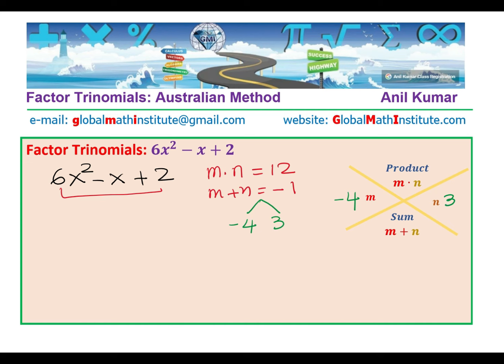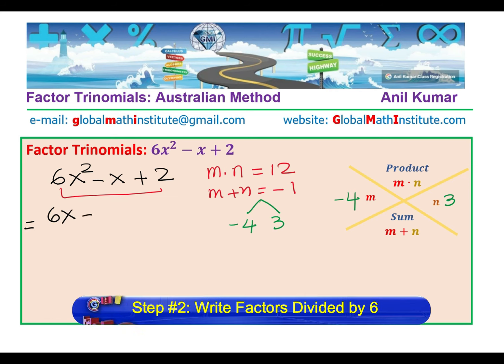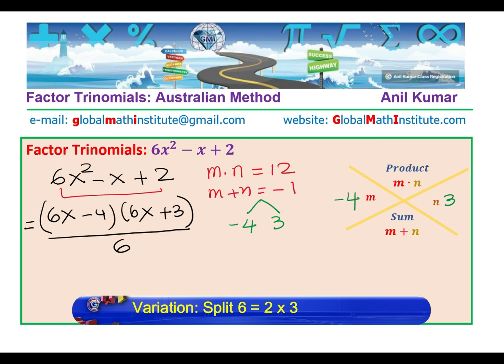Since we have these two numbers, we can actually write this in the factored form, 6x, the first factor being minus 4, right, times 6x, the other factor being plus 3. And this time we will divide by 6. You see, 6 cannot divide into one factor. So we have to now split 6 into 2 and 3 to get our result. Do you see that? So that is the complication involved.